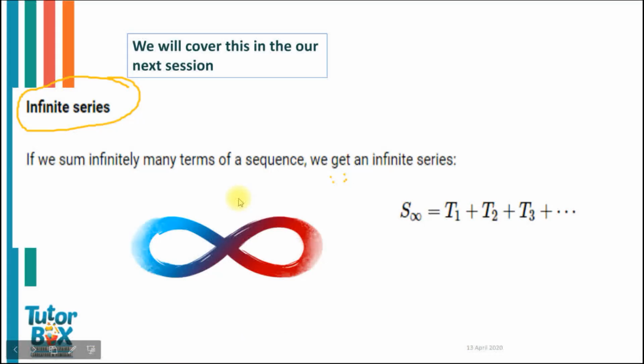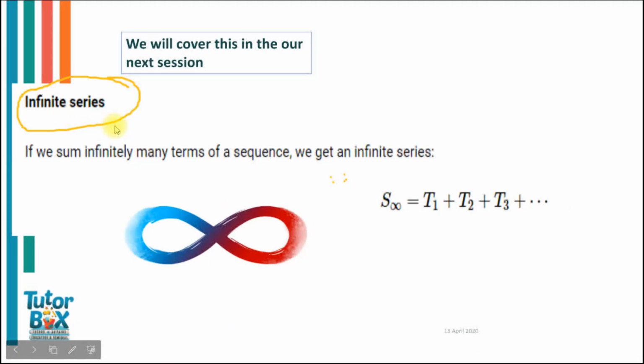Okay guys, however, for infinite series, if we sum infinitely many terms of a sequence, we get an infinite series. So infinity means it goes on and on and on. It just keeps going on. So for instance, we're summing this to infinity. We're going to sum T1, T2, T3, all the way to, we don't know where it's going to stop. All right, so we'll cover this in our next session. So for now, I just want us to do the finite series one, right?